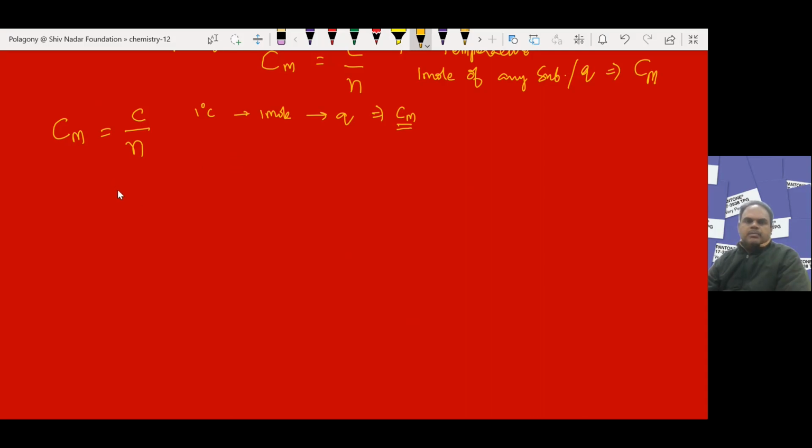But to be more precise and specific, we use another terminology called specific heat capacity. Q is equal to heat capacity into mass of the substance multiplied with delta T, the temperature change.